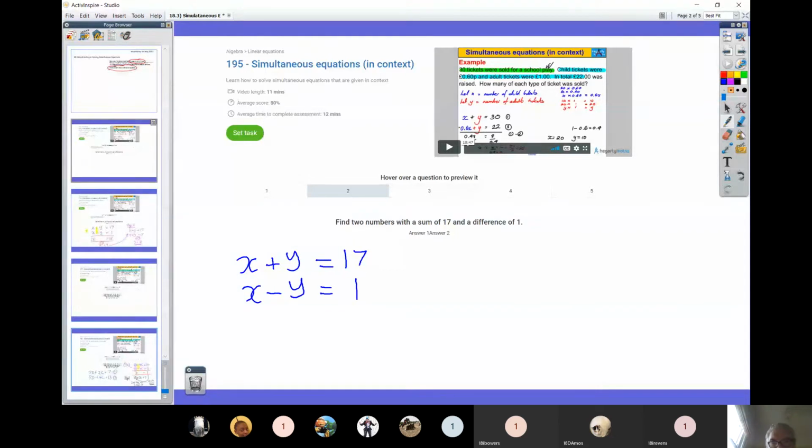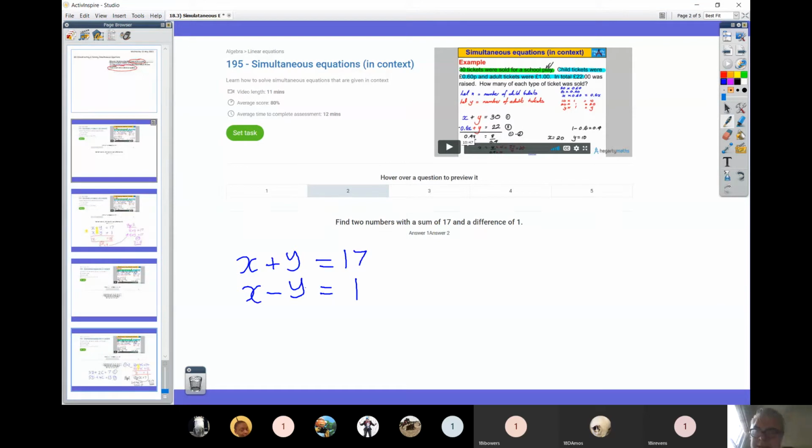So just check you're okay where they've come from. The two numbers, x and y, when you add them up, you get 17. That's the top one. But the difference between them, so when you take one away from the other, you get 1. So there we have it. We've constructed a simultaneous equation.